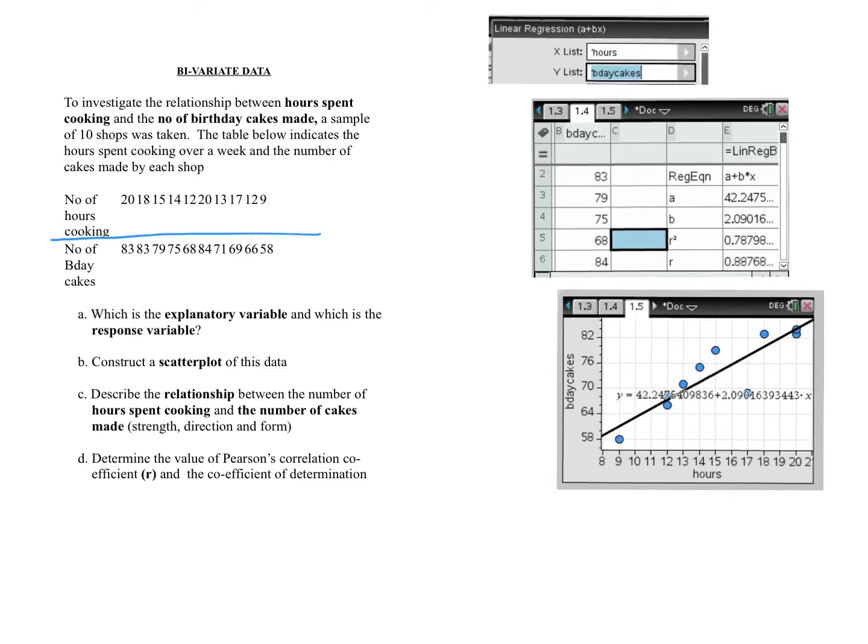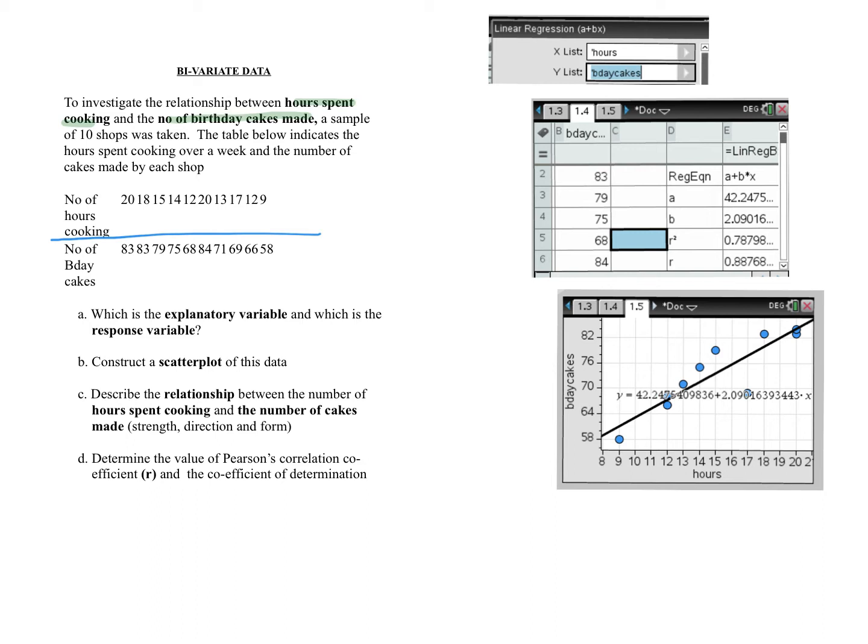Right, so we've got bivariate data. We're going to investigate the relationship between hours spent cooking and the number of birthday cakes. A sample of 10 shops were taken. The table below indicates the hours spent cooking over the number of cakes made by each shop.